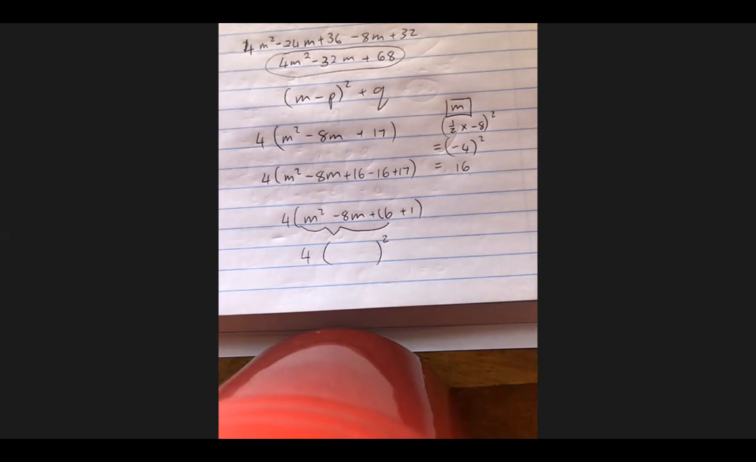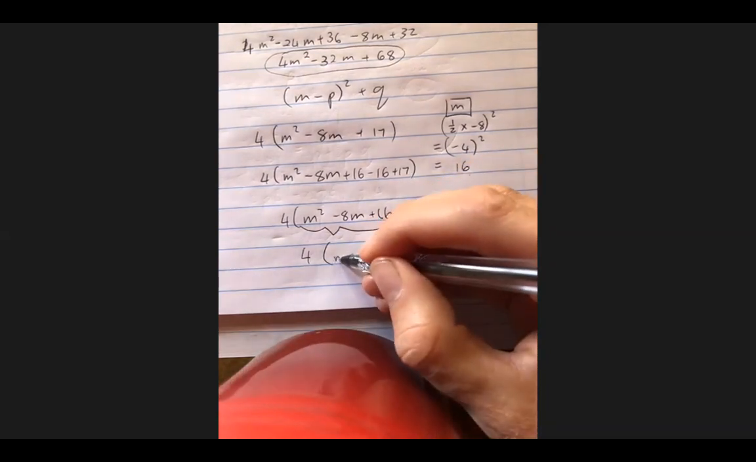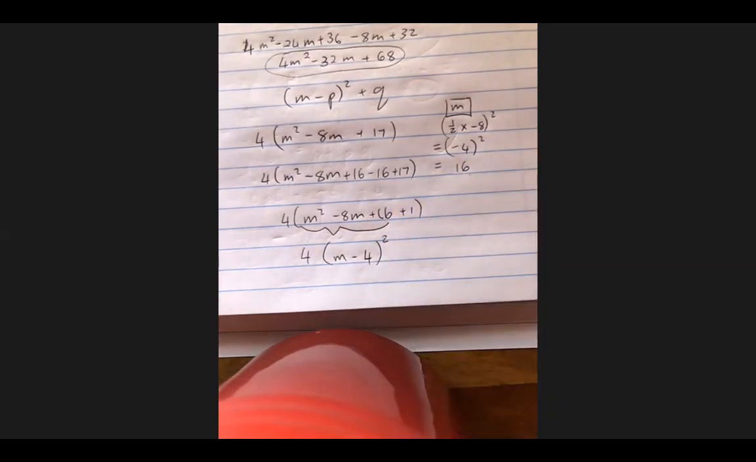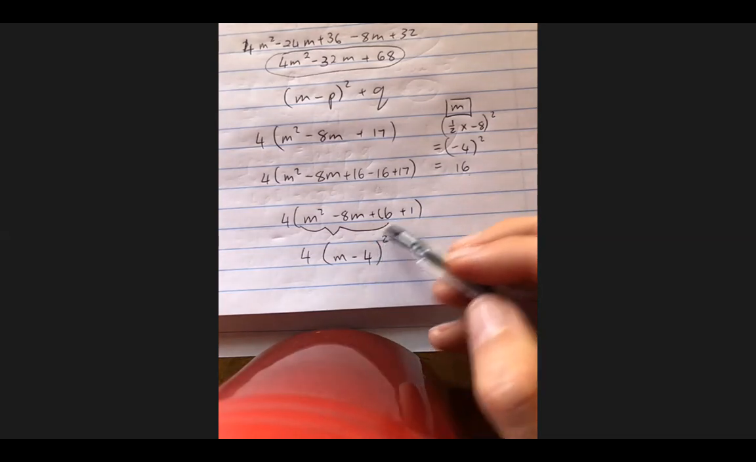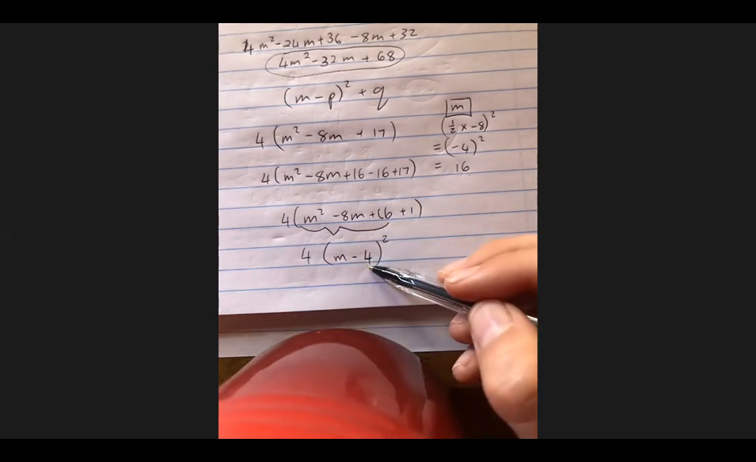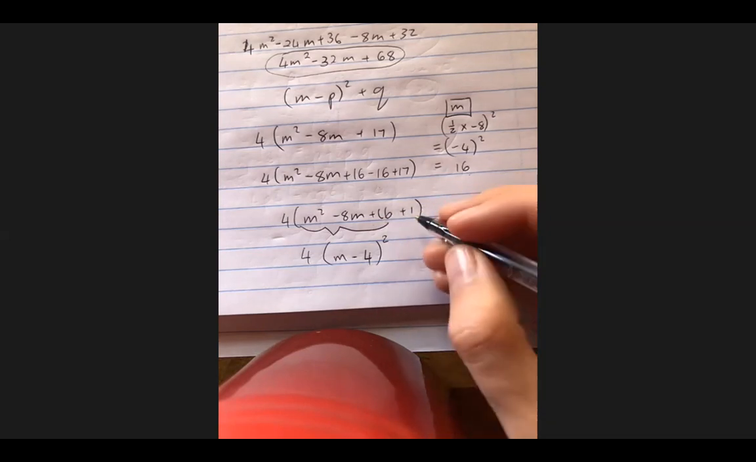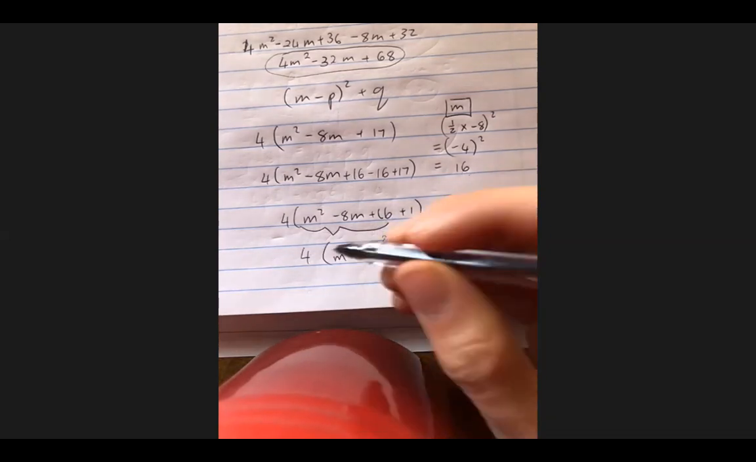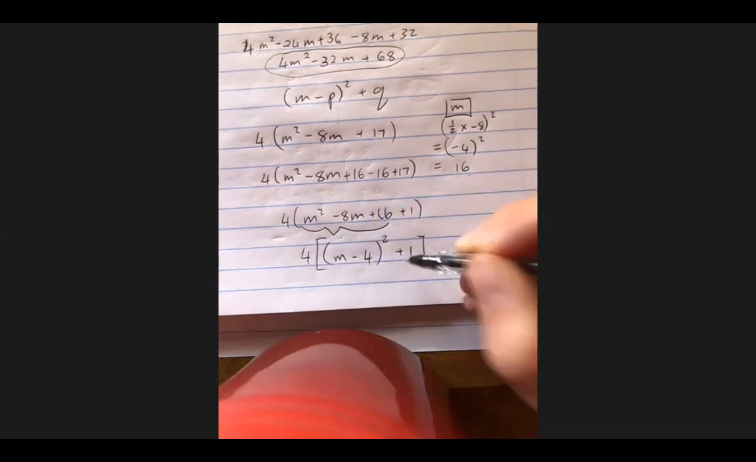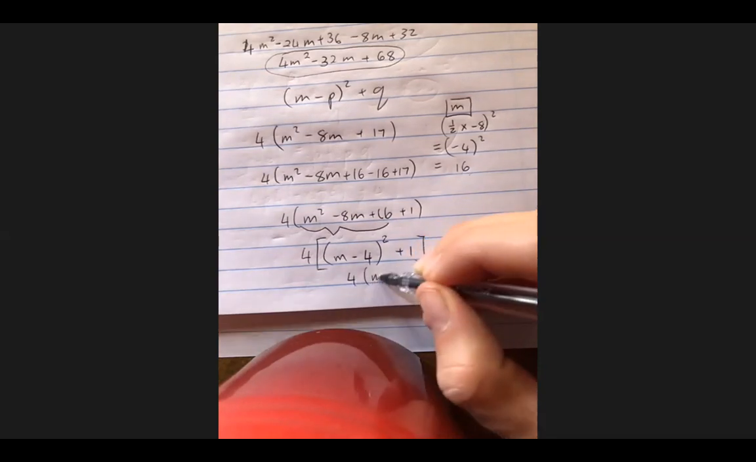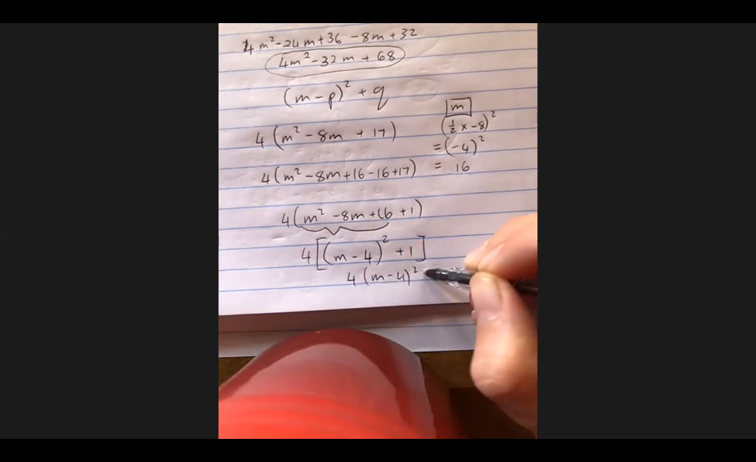This is called completing the square, right? And when you do that, you can say that this negative 4 will be inside. So this is m minus 4. Okay, and then what you can do is you can complete the square here. So what is left over is this plus 1. But please remember that this is still in a bracket. So you have (m minus 4) squared plus 4.